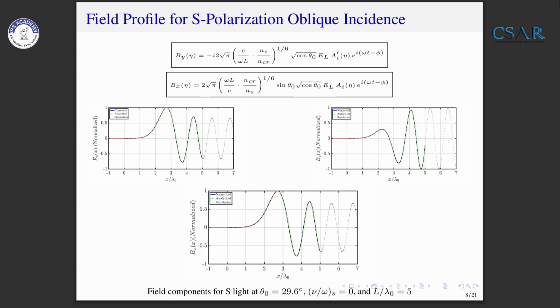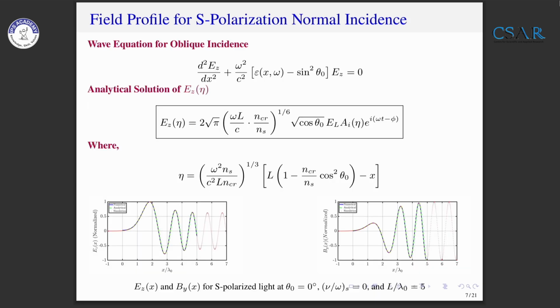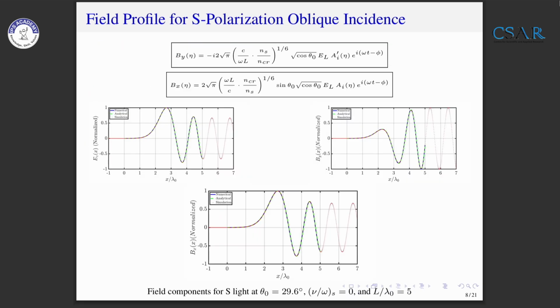Field profile for the S polarization. This is the analytical solution for the P polarization light, and we also validate it with numerical, analytical, and simulation result. At x equal to 5, the laser is incident, and at approximately 2.6 or 2.7, the laser is reflected. Here we see that when we increase the angle of incidence, this is basically a normal incidence. When we increase the angle of incidence, this is approximately 30 degree, we see that the reflection point shifted towards the vacuum plasma interface.